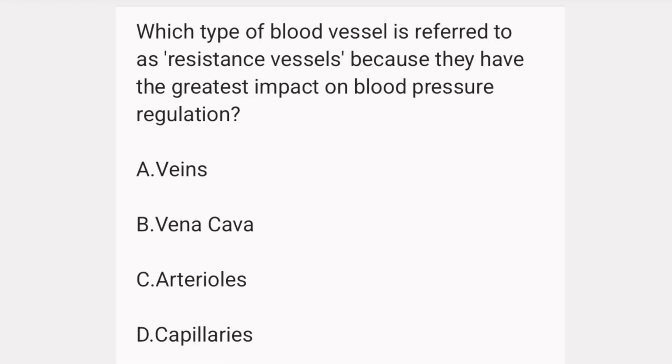Going to the next question. Which type of blood vessel is referred to as resistance vessels because they have the greatest impact on blood pressure regulation? Options are A. Veins, B. Vena cava, C. Arterioles, D. Capillaries.